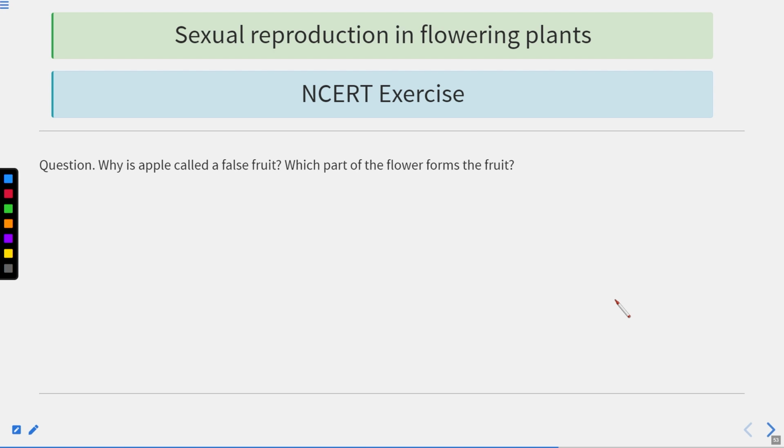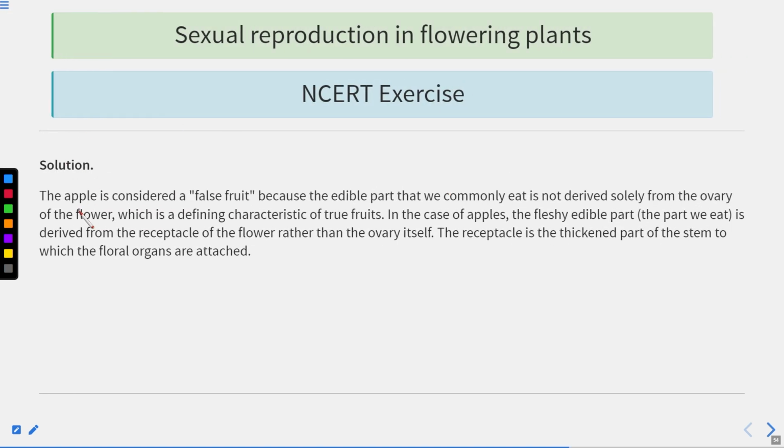Now, let's talk about the fruits. So next question is based on the fruits. Now, why is apple called as the false fruit? Okay, usually the fruit they develop from the ovary. So ovary, after the fertilization, they develop into the fruits, and ovules develop into the seeds. Now, why is apple called as false fruit, and which part of the flower forms the fruit? You have to answer this. Let's have a look at the answer.